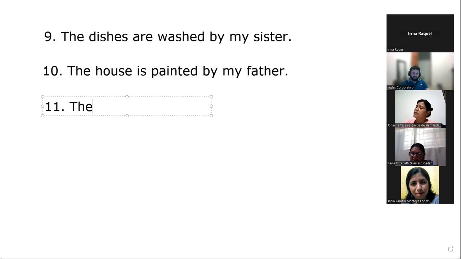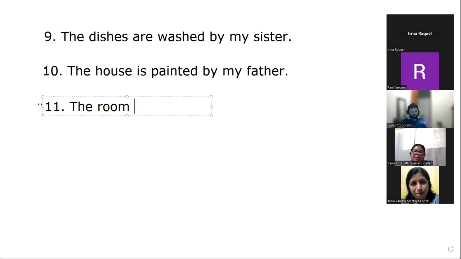The room was cleaned by my mother yesterday. That's a good example if you're talking about the past. Tomorrow, we're going to talk about the past. Tomorrow, right? But today, we're going to talk about the present. Okay. And entonces, the room was cleaned by mother, by my mother.